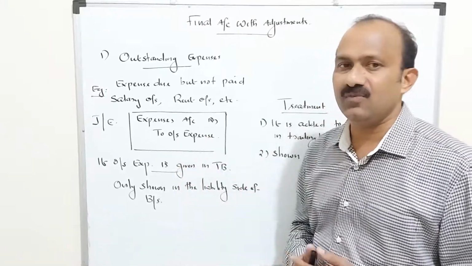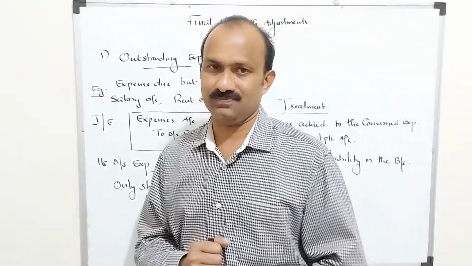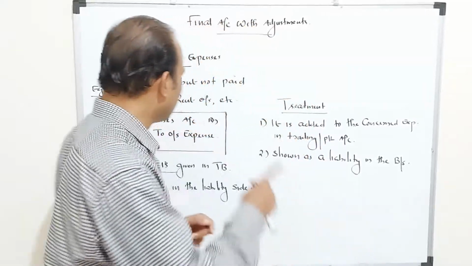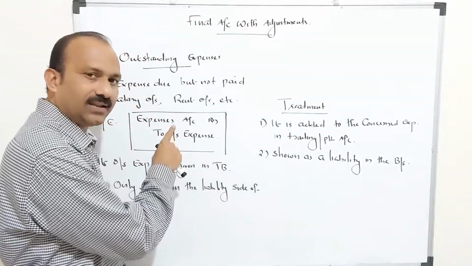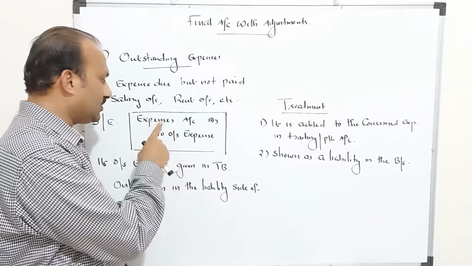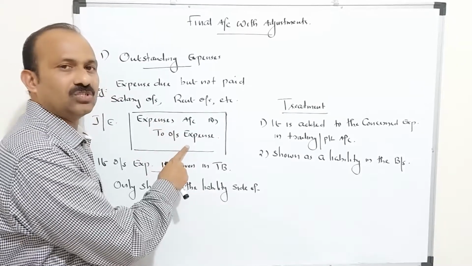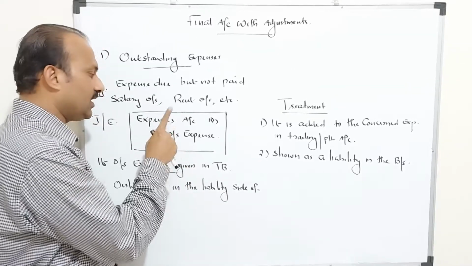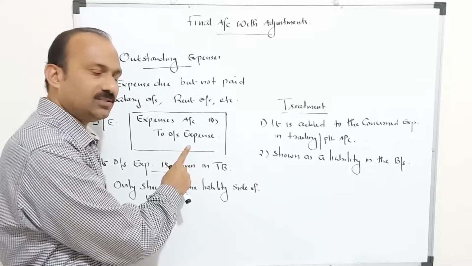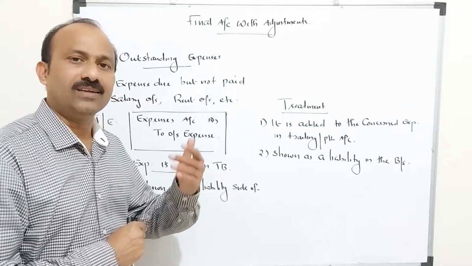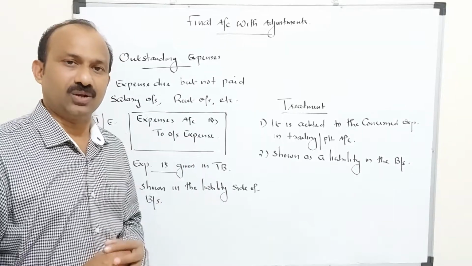What is the entry for outstanding expense? Expense always means a debit. So which expense is coming? Salary: salary account debit to outstanding salary. If it is rent, rent account debit to outstanding rent. Why is the expense debited and the outstanding expense credited? The reason is that the expense is increasing, so debit. All expenses are always debit only.